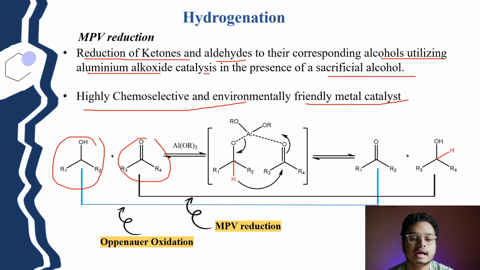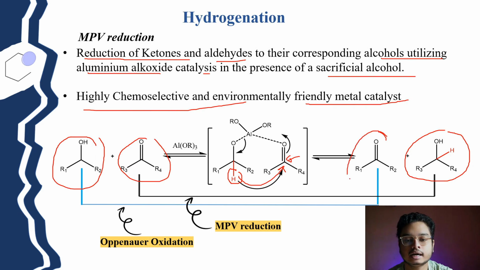and then the alcohol hydrogen is transferred to the corresponding ketone carbonyl carbon, and then reduction of the ketone takes place, and the sacrificing alcohol becomes a ketone, a new carbonyl compound. Now this forward path is called the MPV reduction, and the reverse path is the Oppenauer oxidation.